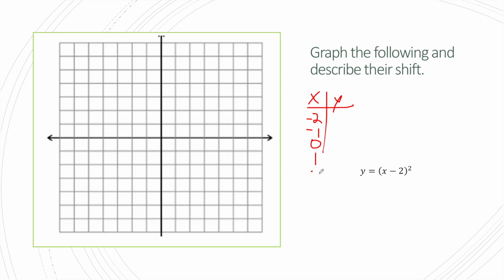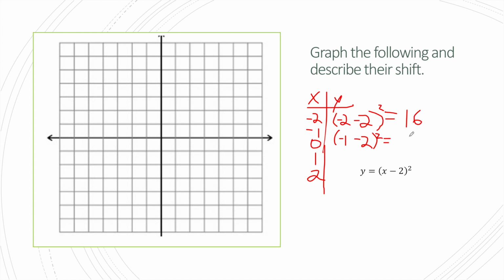So I go ahead and substitute. When x is negative 2, I have (negative 2 minus 2) squared. Well, negative 2 minus 2 is going to give me a negative 4 squared, which is 16. That's off my graph. Okay, let's try again. If I take negative 1 minus 2, that's going to give me a negative 3 squared, which is 9. Okay, again, not on my graph paper.